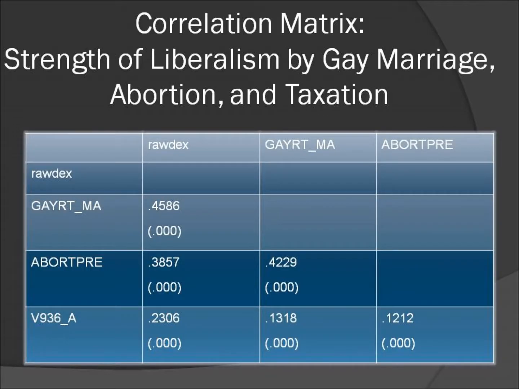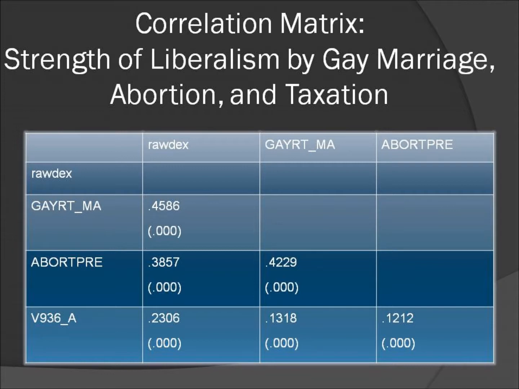Correlation matrix. Our correlation matrix resulted in all positive R values, which shows that those who support gay marriage, abortion, and corporate taxation are likely to be stronger liberals. All of our results were statistically significant. Gay marriage yielded an R value of 0.4586, which in some cases can be considered a worrisome relationship. However, in this case, we believe it is an excellent relationship, as gay marriage is a very liberally forward concept and therefore an excellent indicator if someone is a strong liberal.